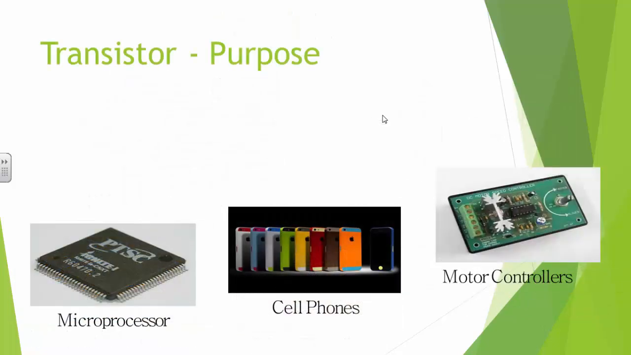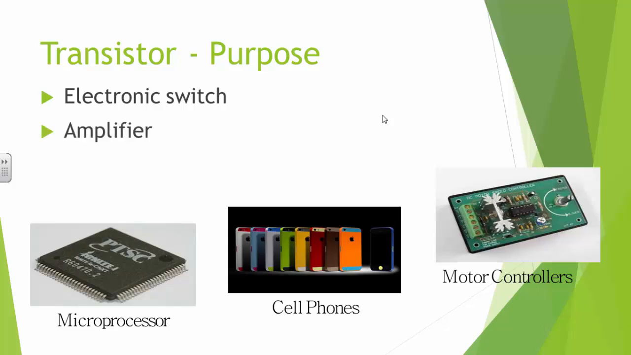Okay, so the purpose of transistors. Transistors can be used as an electronic switch or they can be used as an amplifier. And as such, they get incorporated into important applications like microprocessors. Our CPU chips have, you might recall, a couple of billion transistors on them. They're incorporated into cell phones. And we'll use them in motor controllers and things like robotics.